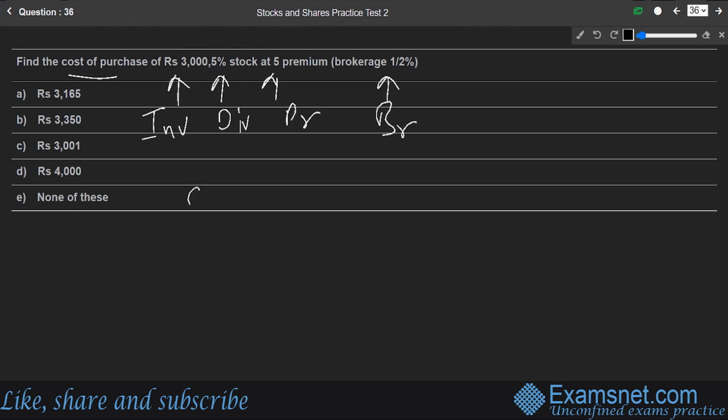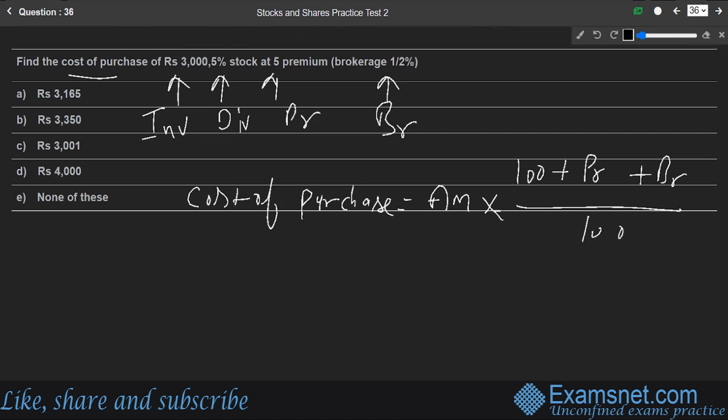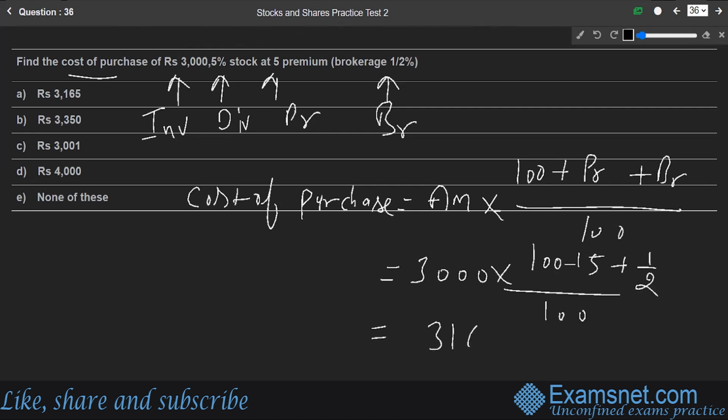Cost of purchase. So we have a clear formula of cost of purchase. That is a very simple one also. Cost of purchase is given as amount or the investment into 100 plus premium plus brokerage divided by 100. So if we solve this, this becomes 3000 into 100 plus 5 plus 1 by 2 divided by 100. So if we solve this further, this becomes 3165. So that is the actual cost of purchase. 3165 is available in option number A and becomes the right answer for us.